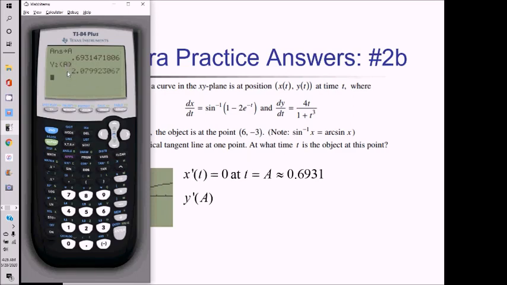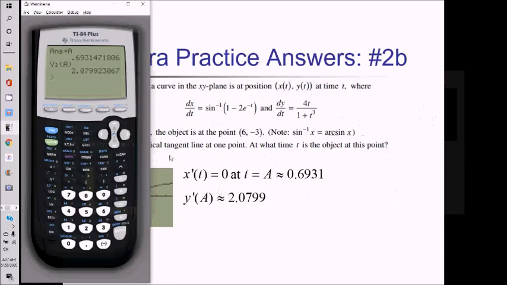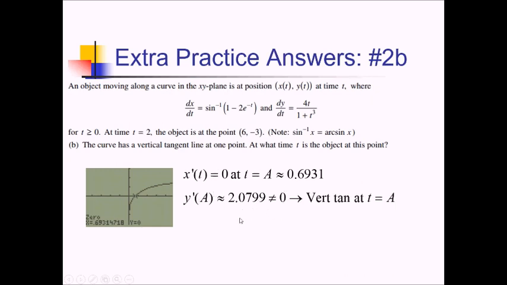And that comes out to 2.0, I guess, 80 if we round that off. Yeah, I guess I can go to 4 decimals. It doesn't really matter. The important piece of this is that it's not 0. Since we have 0 for x prime at that spot and not 0 for y prime at that t value, that establishes that we do indeed have a vertical tangent line at time equals A.